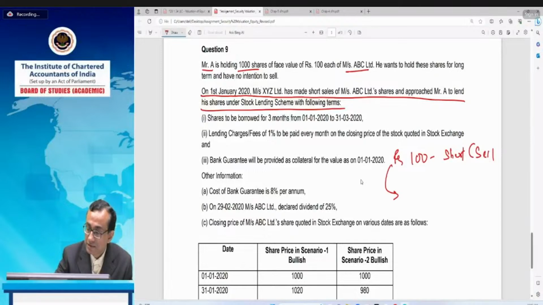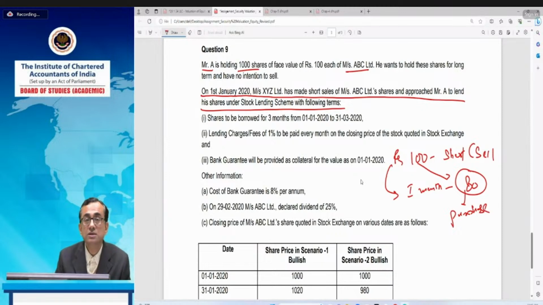And after, say, 1 month, it comes down to 80. So at this point, he can purchase the shares. So what is the purpose of the short seller? The purpose of the short seller is to sell at the current price because he knew that the price will come down. So he wants to sell it at the current price and purchase it later.